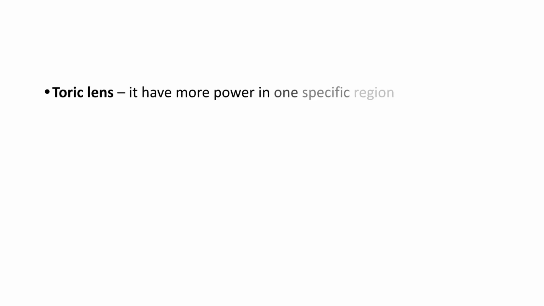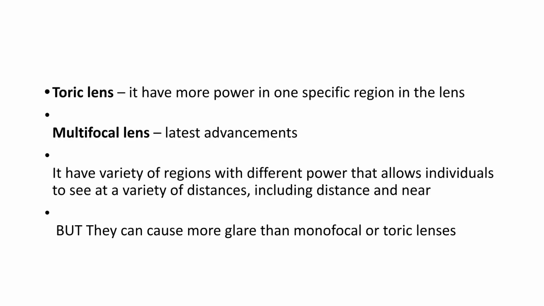Toric lenses have more power in a specific region of the lens. Multifocal lenses are the latest advancement, with regions of different power, allowing individuals to see at various distances. However, multifocal lenses can cause more glare than monofocal or toric lenses.